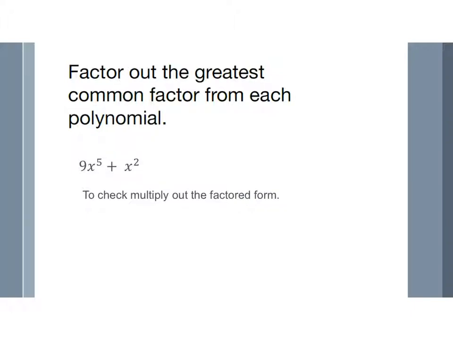All right, so again, all we're doing here on these first examples is looking for a greatest common factor and then dividing each term by it and leaving our answer in factored form. So what would be my greatest common factor between 9x to the fifth and x squared? X squared. Beautiful. So I am going to divide each one of my terms by x squared. I'm going to write that GCF on the outside, and now I'm going to divide 9x to the fifth by x squared, leaving me with 9x cubed.